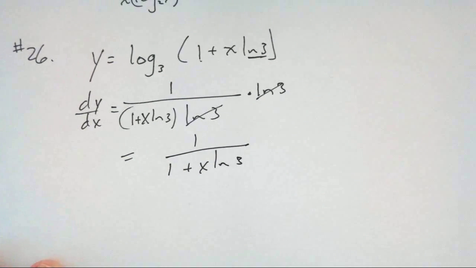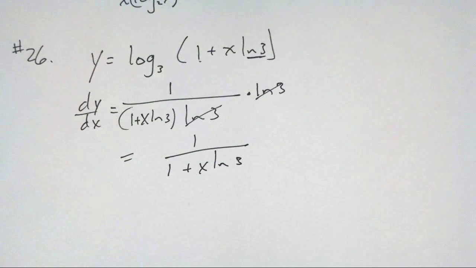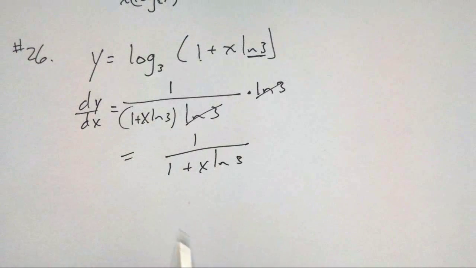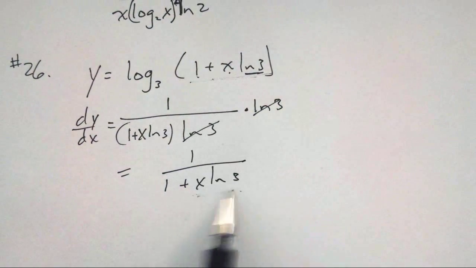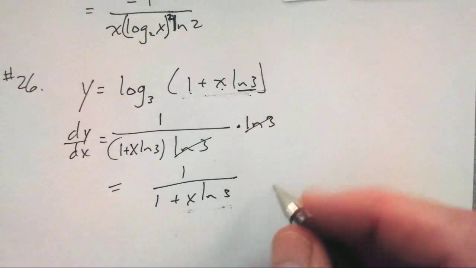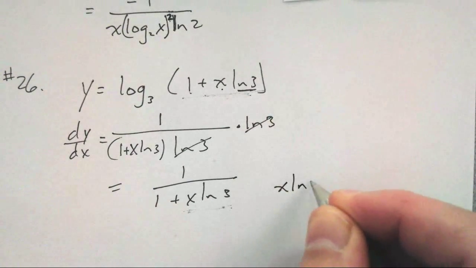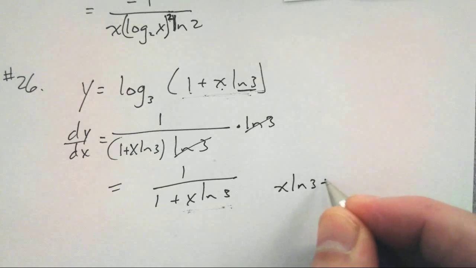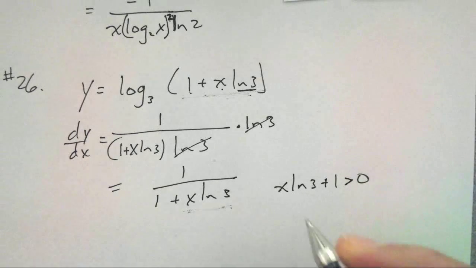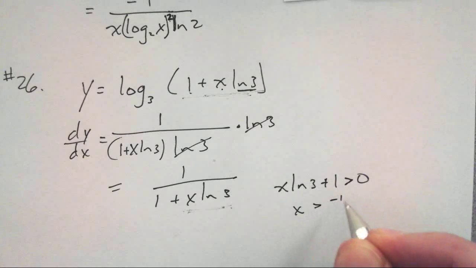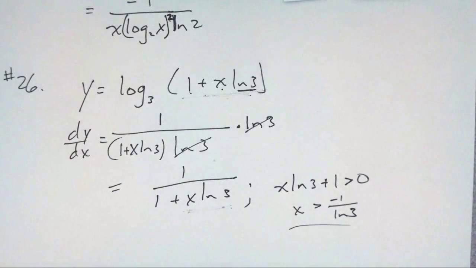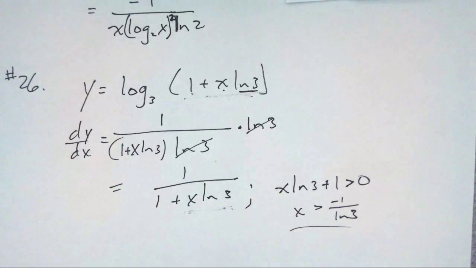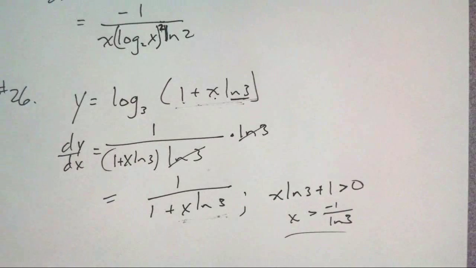Now, we should be making some type of comment about values of, perhaps, what x can be, because we have some potential domain issues in here. So we may need to say something along the lines that x ln 3 plus 1 should be greater than 0, or x is greater than negative 1 on ln 3. That would be a nice attachment to this problem. So there is through 26 and more to follow. Thank you.